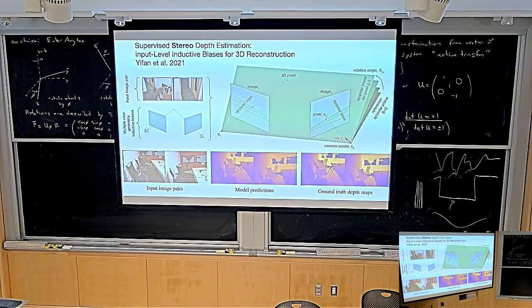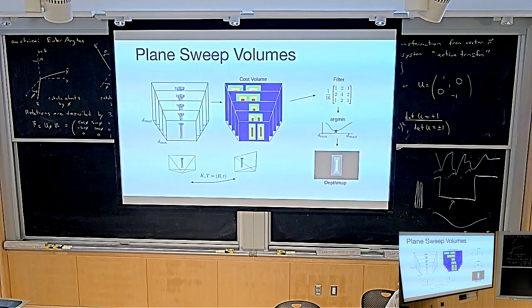Let's say you do the stereo depth estimation business. Okay, let's say we do this plane sweep stereo. What would you expect to happen for points that are not visible in both images?